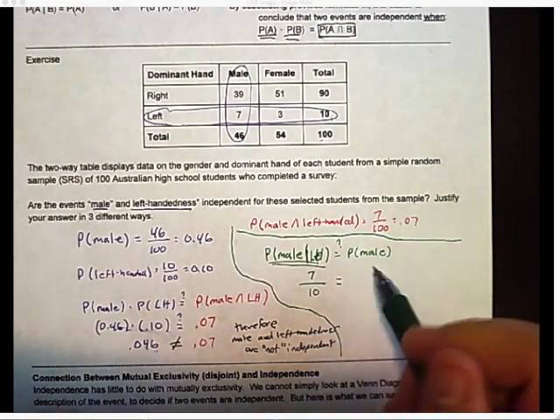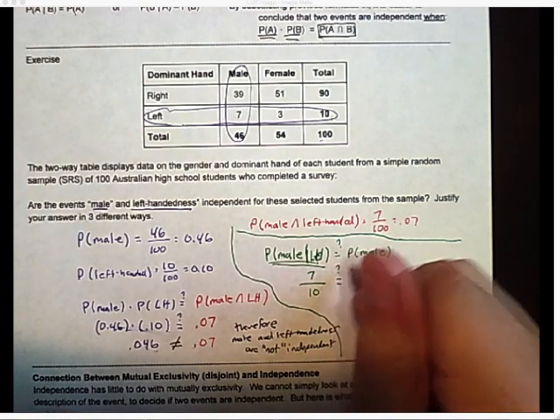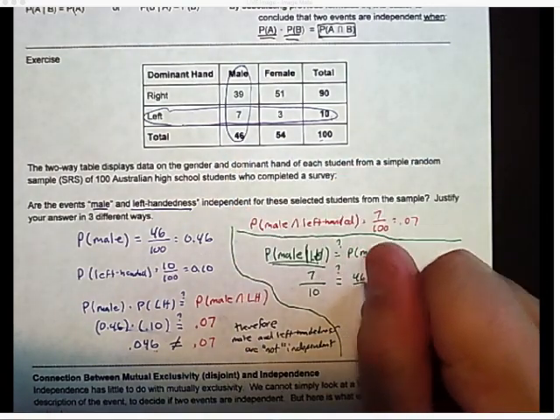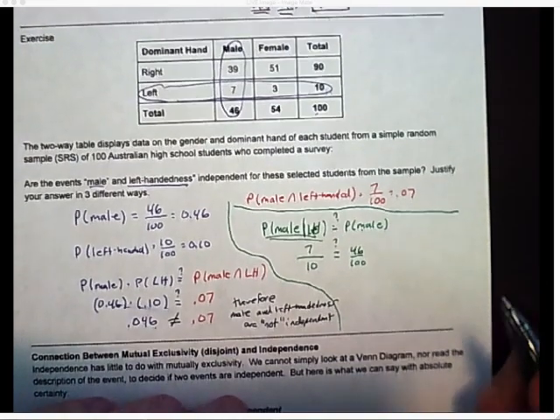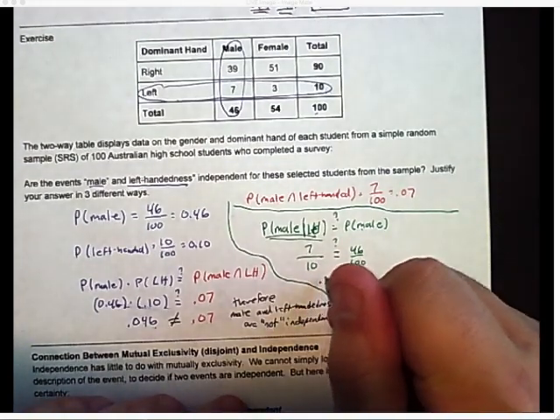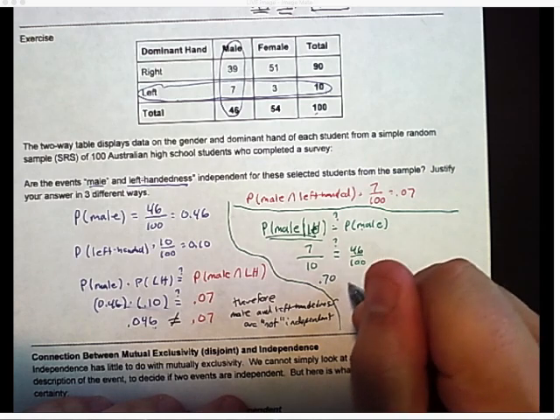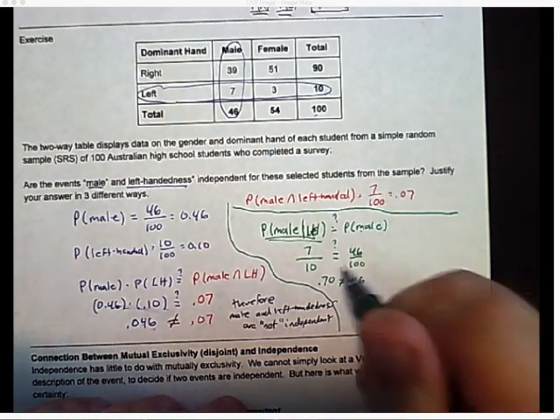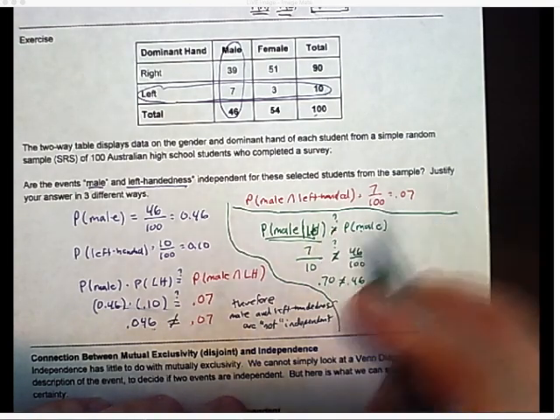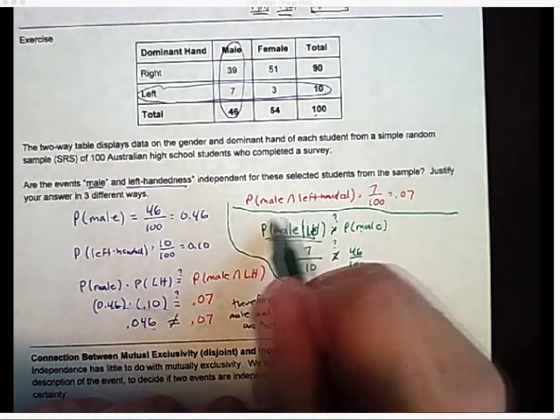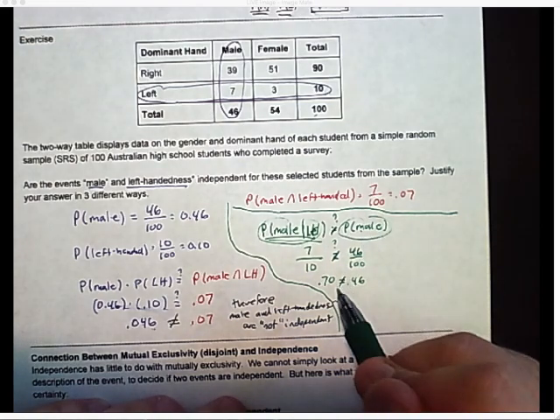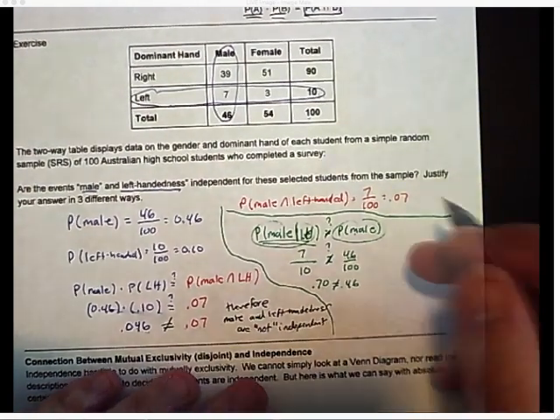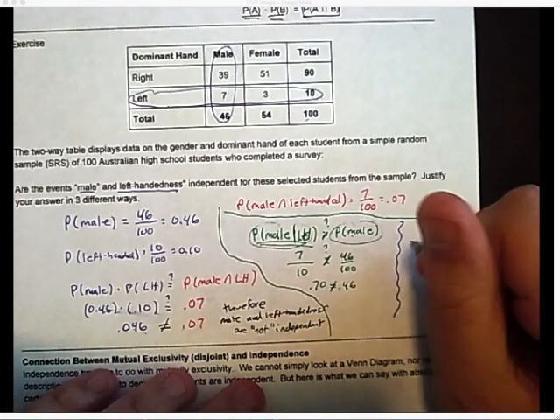Does that equal the same thing as the probability of being male? Well, the probability of being male is 46 out of 100. So is that true? Well, 7 out of 10 is 0.70. 46 out of 100 is 0.46. Those do not equal each other. Okay? So since this does not equal this, they're not independent. Right? Or you could have switched it up. You could have done it this way.